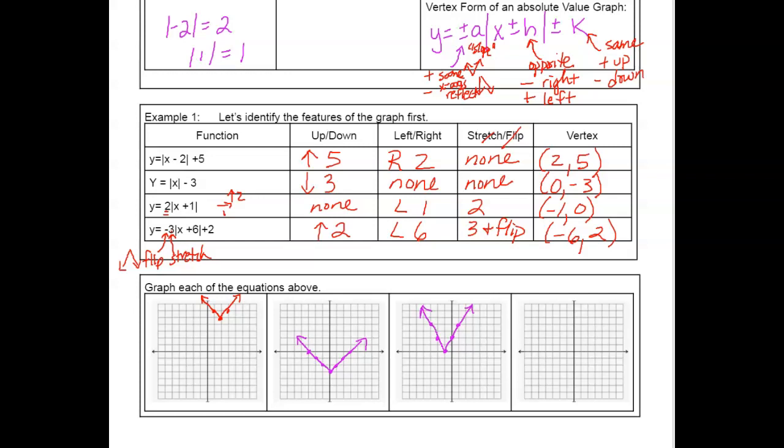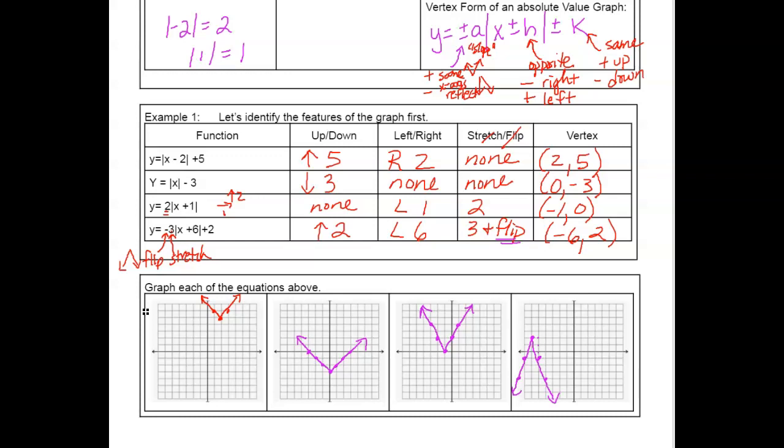The last one has the most changes. So we're at -6, 2, 1, 2, 3, 4, 5, 6, and then up 2. So this one, you have to remember that we are going to flip it. So we're going to go to the right 1, but instead of going up 3, we go down 3. 1, 2, 3. And same thing over here. And we could do it again. This one's off, but that's okay. We won't always be able to stay on the grid because these are just general grids.